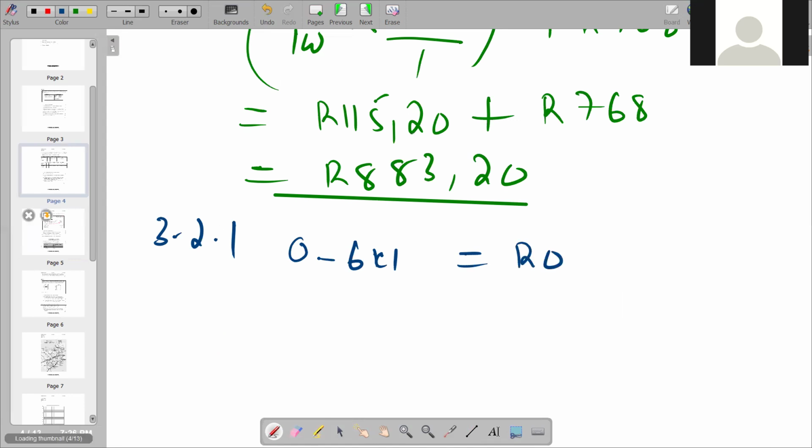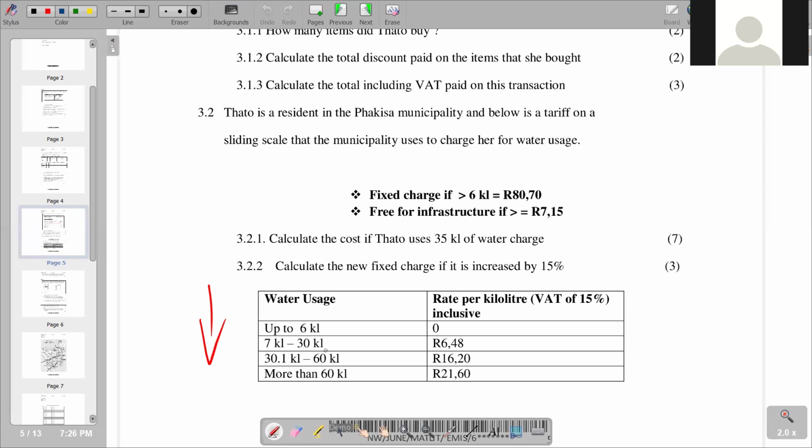And then we go to the table again. Now 7 kiloliters to 30 kiloliters, how many kiloliters are we having there? We're going to say 30 minus 7 plus 1, because the 7 is also included, so that we include everything from 7 to 30. If you say 30 minus 7, you get 23, then you add your 1, you get 24. So it means we have 24 kiloliters from 7 to 30.